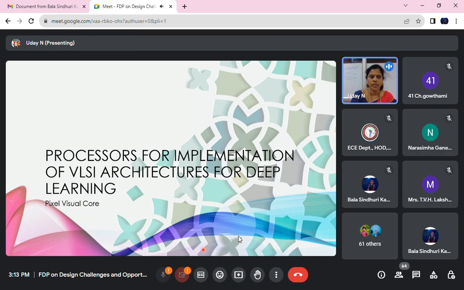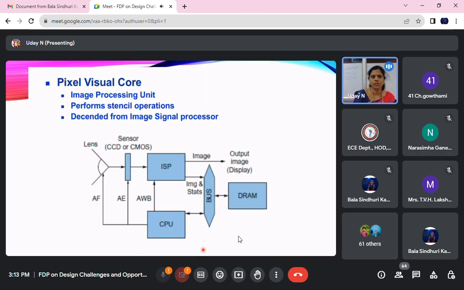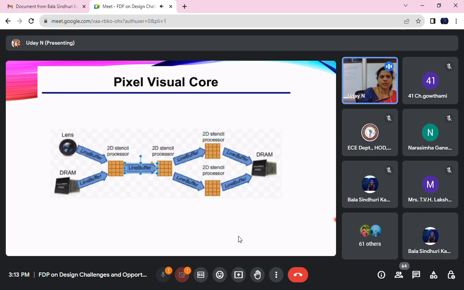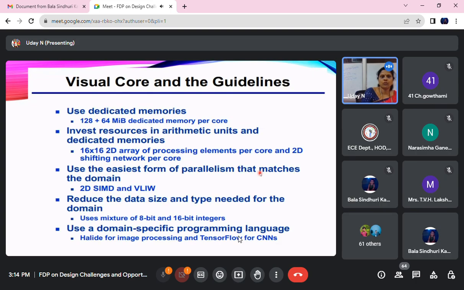is brought by Pixel with the name Pixel Visual Core. So it has an image processing unit and can perform the convolution operation. Mainly, the input is taken from the lens through line buffers, and convolution operations are performed using two-dimensional kernels, and the output is stored in a DRAM. So this is how it works.